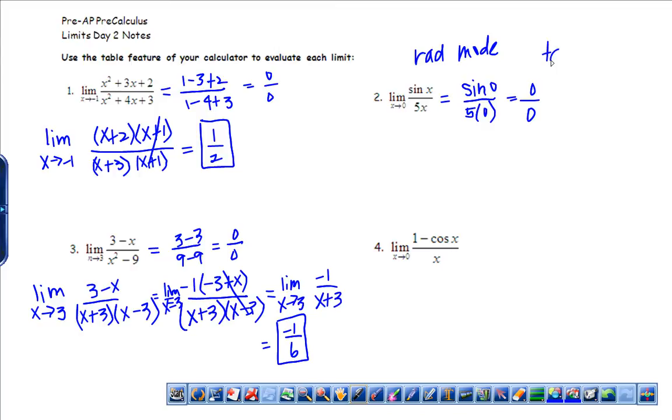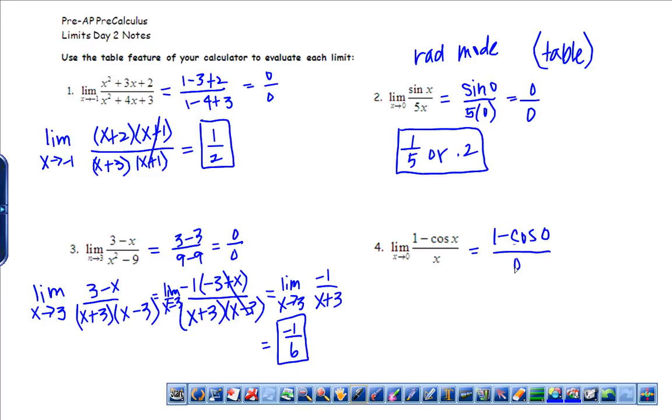Look in your table for this, and look at x approaches 0. And you should see in your y column that the function is approaching 1/5, or it's probably in decimal mode, which is 0.2. And a 0 here. This is 1 minus cosine of x over x. Of course, you have a 0 on bottom. And then cosine of 0 is 1, and 1 minus 1 gives you 0 on top again. In your calculator, plugging this into your y, and look at x equals 0, and your function is approaching 0 this time.